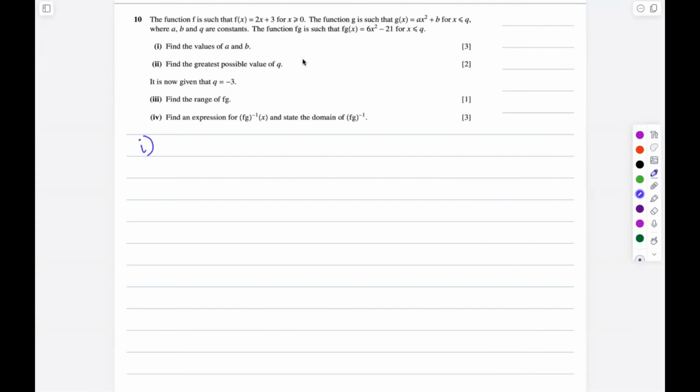Now, as the function fg is given, if we have to find the function fg of x, it means that in the function f, we'll replace x with the function g. So as it is 2x, the x will be replaced with the function g, which is ax squared plus b, and there is a plus 3 up here. Now as this is equal to 6x squared minus 21, we can expand it and write it as 2ax squared plus 2b plus 3, and that is equal to 6x squared minus 21.